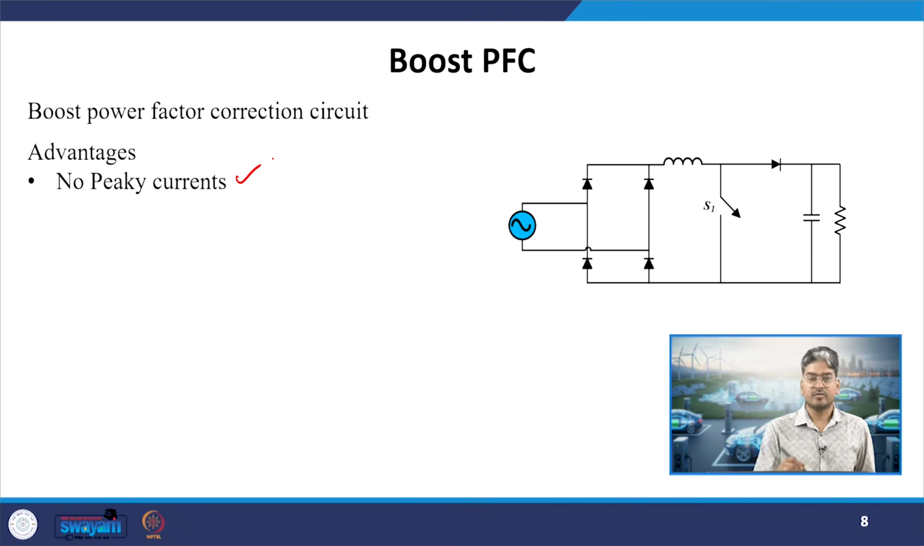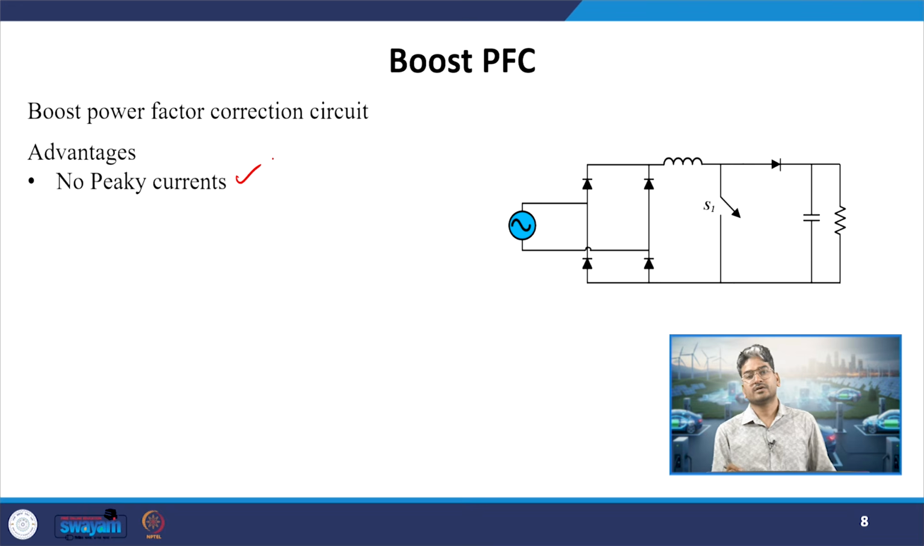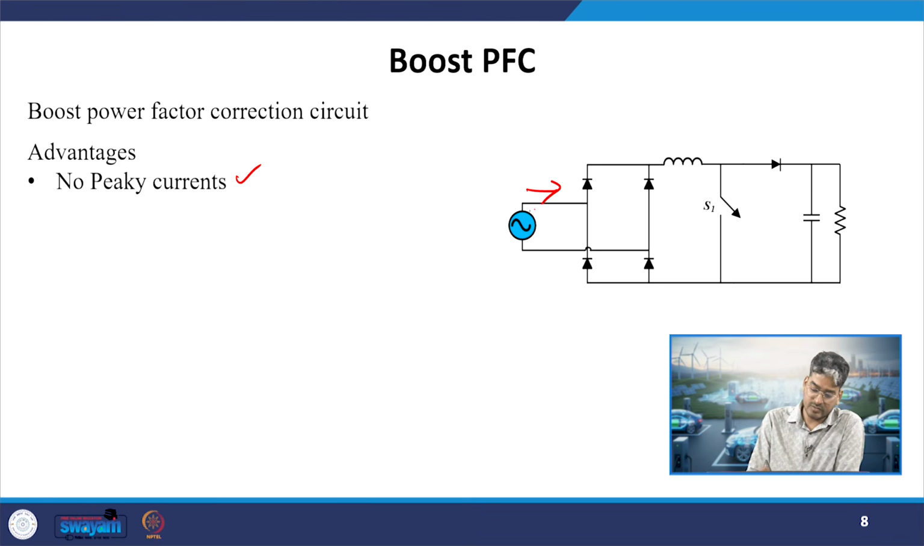Compared to our diode bridge rectifier which was connected to a battery bank or a capacitor at the output stage, we have seen that the current was peaky, whereas in this case we are almost able to make the current sinusoidal. So, there are no peaky currents which are drawn. So, the device rating can be reduced compared to the previous case.